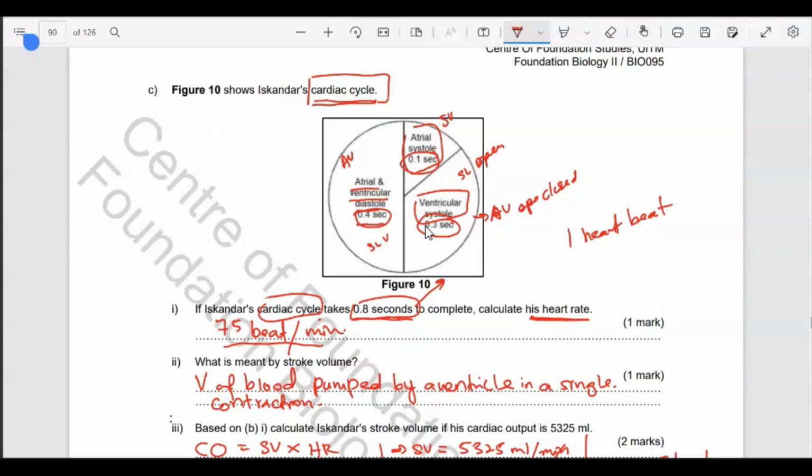From there, sebenarnya, you could just count your heartbeat, your heart rate, by placing your two index fingers on the radial artery to count your heart rate. Heart rate is the same as pulse rate. So for a normal healthy person, it is 75 beats per minute.